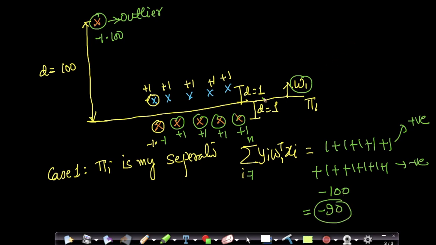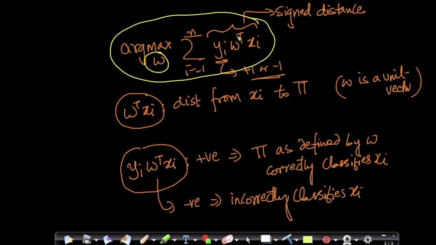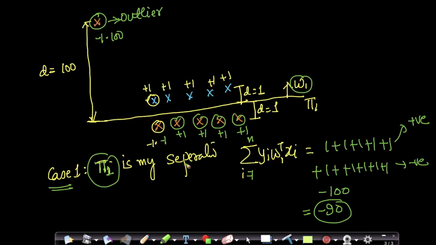So what are we saying? We are saying that if I choose pi1 as my separating hyperplane, then, at the end of the day, we are trying to maximize the sum of signed distances. When I compute the sum of signed distances, I'm getting -90. But look at it, pi1 seems to be a genuine thing, right? Pi1 seems to be fully logical.